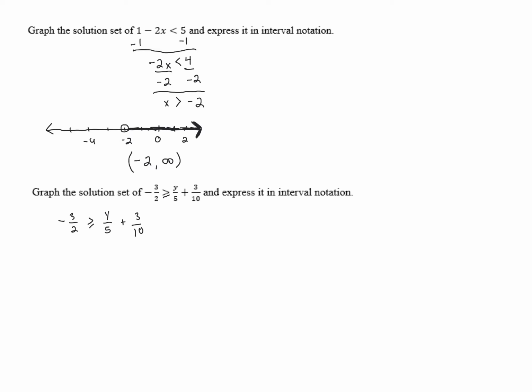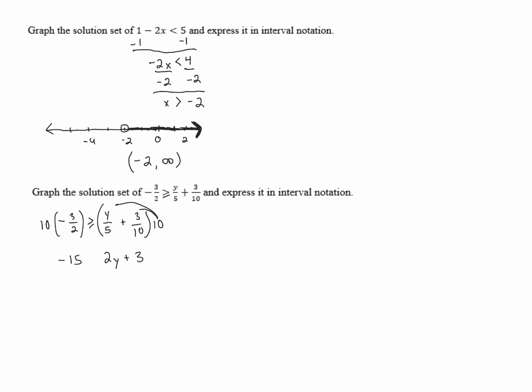What's the least common denominator in this inequality? Here, the least common denominator is 10, so we need to multiply both sides by 10 to get rid of the fractions. On the left, 10 times negative 3/2 is negative 15. On the right, we're going to have to distribute that 10 to both terms. 10 times y over 5 is 2y, and then 10 times 3/10 is 3. So we've got negative 15 on the left and 2y plus 3 on the right.